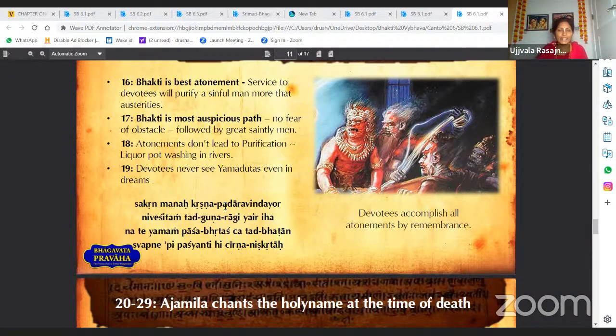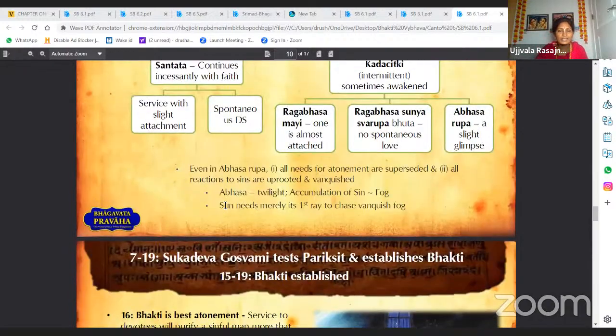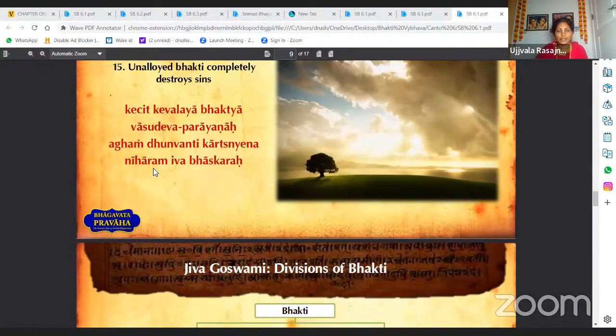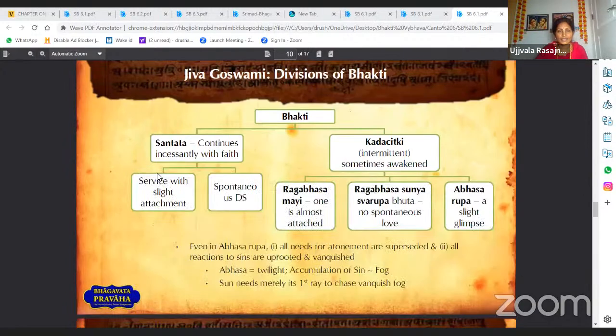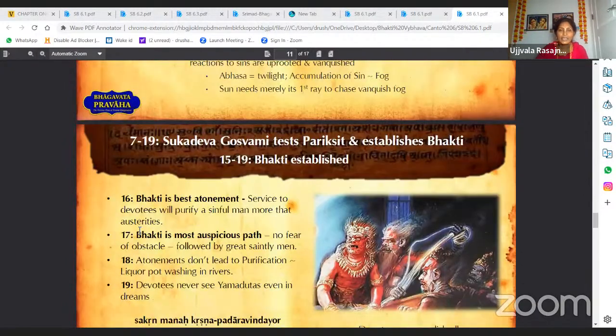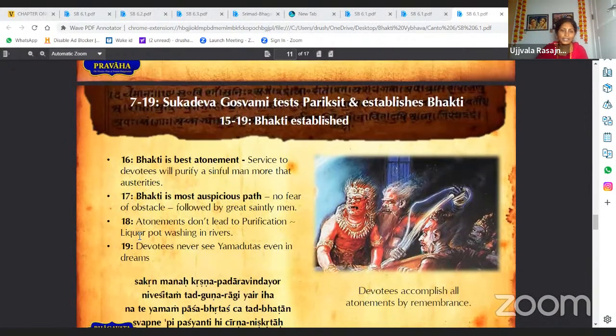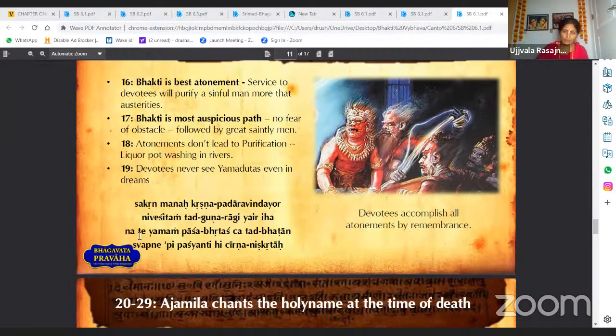So after explaining that bhakti is the one that completely destroys the sin, like the sunshine destroying the fog, Sukadeva Goswami is explaining how you do the bhakti. You take the shelter of a bhakta who is sheltered in the Bhagavan, and then do the bhakti, then there are no worries about going to hell.